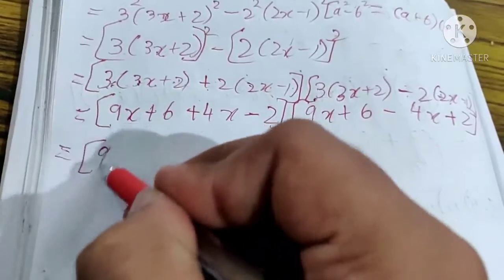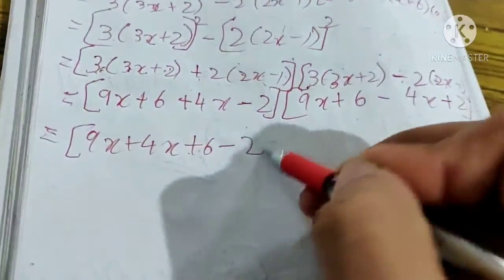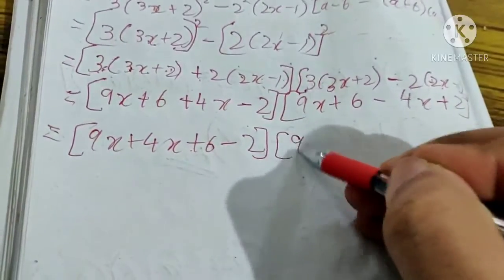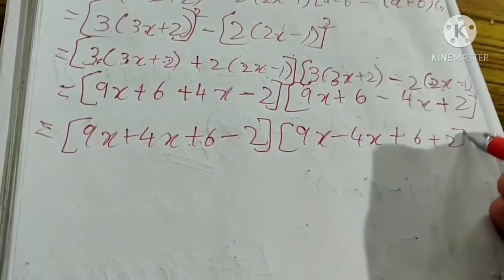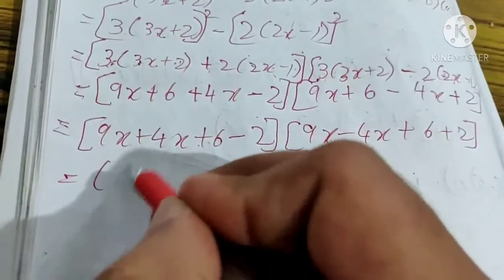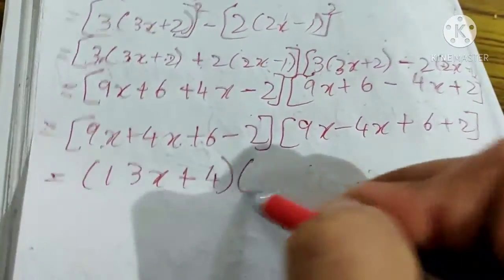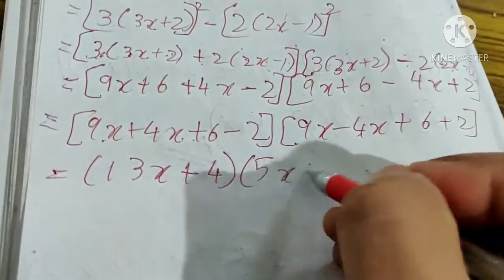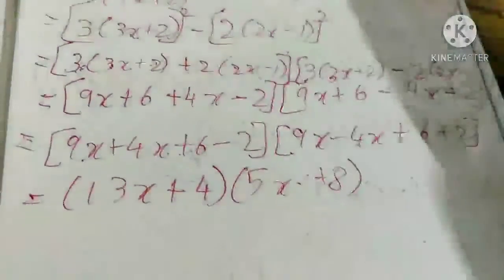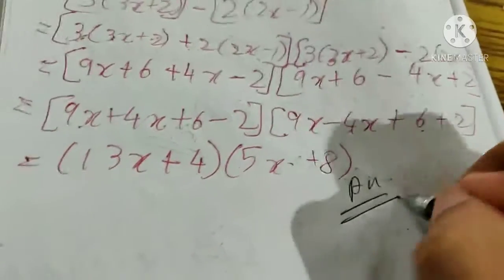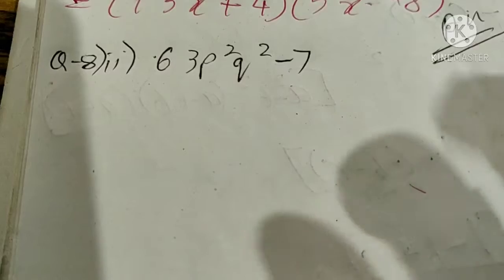Bringing like terms together, 9x plus 4x plus 6 minus 2, and 9x minus 4x plus 6 plus 2. This is 9 plus 4, 13x plus 4, and 9 minus 4, 5x, 6 plus 2, 8. So this is our answer here. Okay. So moving to the next question.